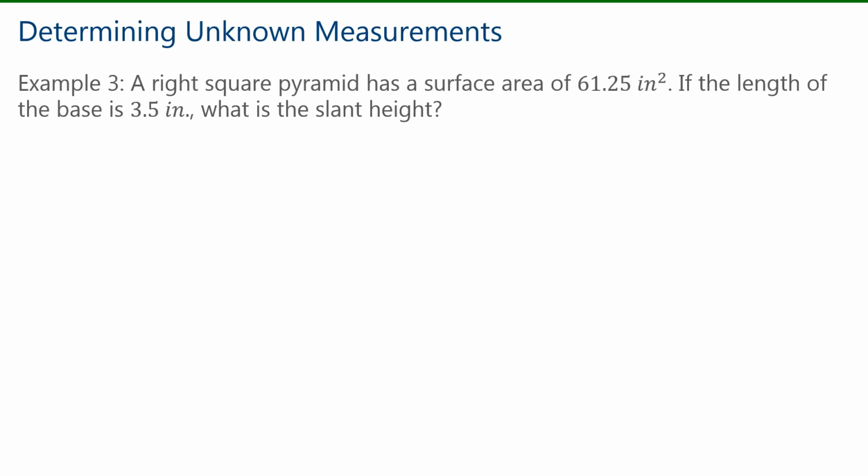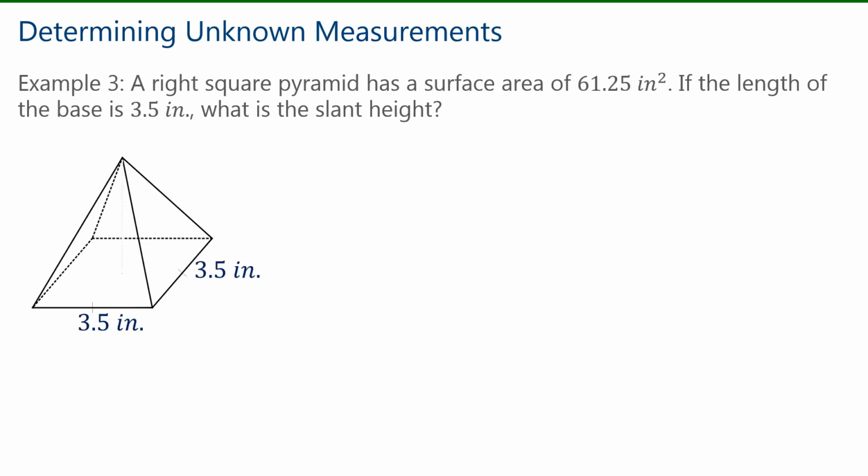Now for this last example, once again we have a right square pyramid and we're told that it has a surface area of 61.25 square inches. If the length of the base is 3.5 inches, what is the slant height? So here's our diagram of a right square pyramid with a base length of 3.5 inches. We are looking for the slant height right here.